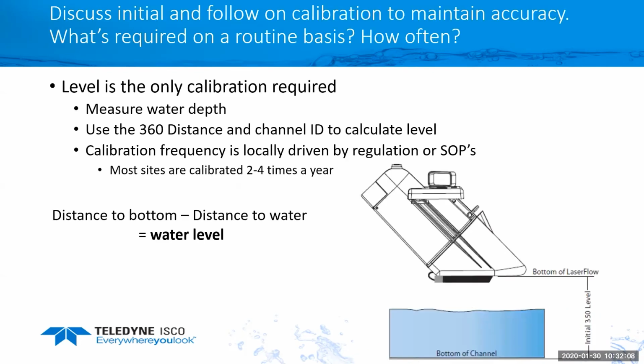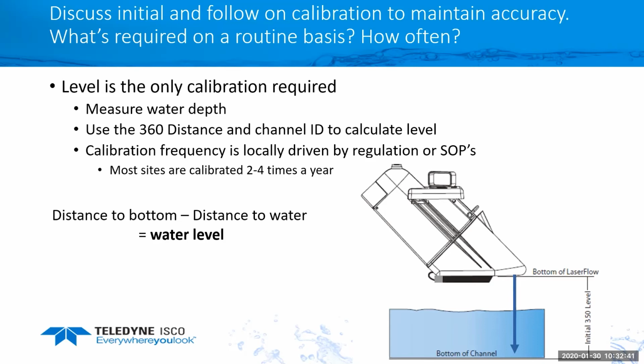So as far as when you install a laser flow sensor, the only calibration required for that is the depth calibration. If it's difficult to get into the pipe, we can use the distance. So the laser flow sensor will automatically tell you what the distance from the bottom of the laser is to the water surface. But what I recommend is when you install the laser, take a physical measurement of the bottom of the laser to the bottom of the channel.